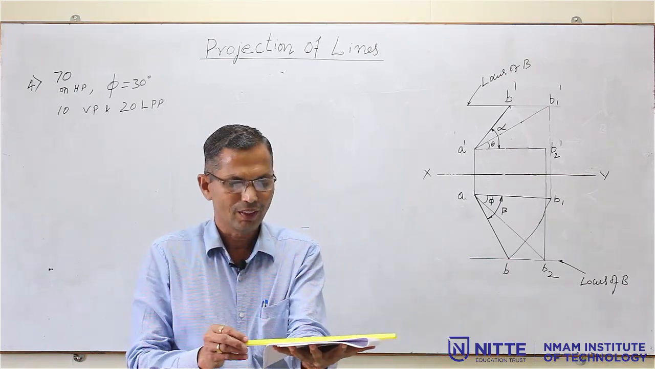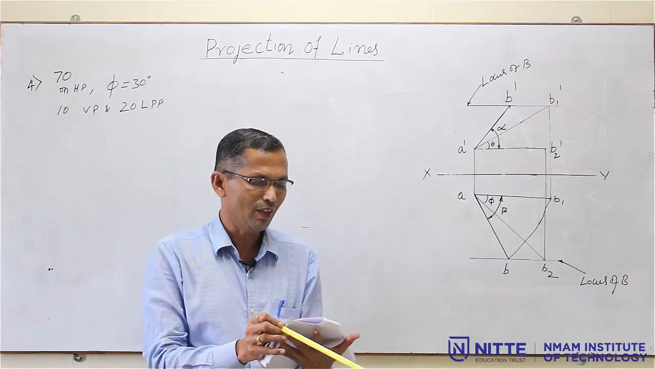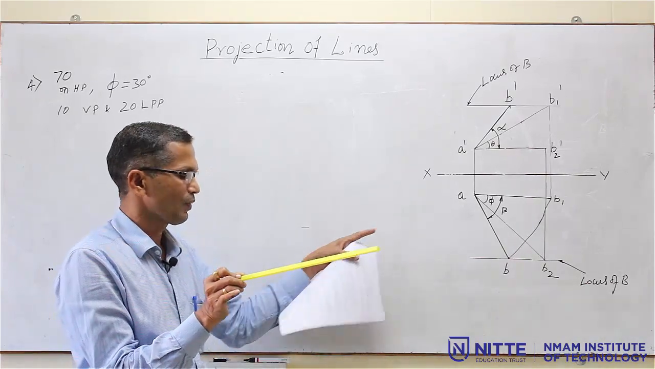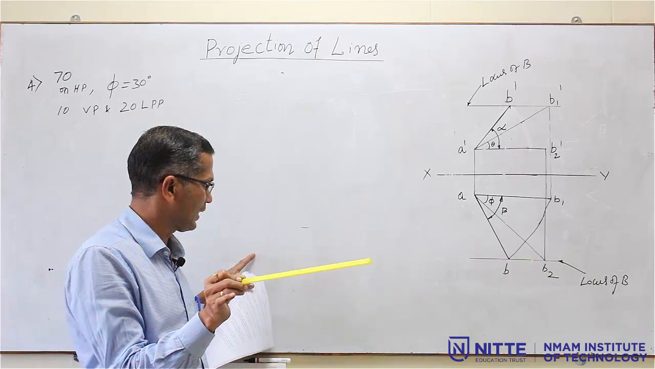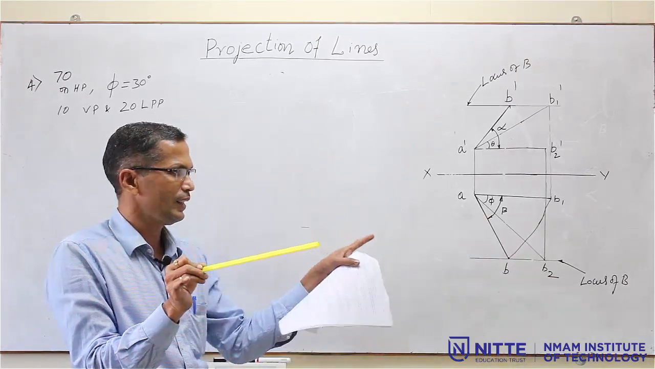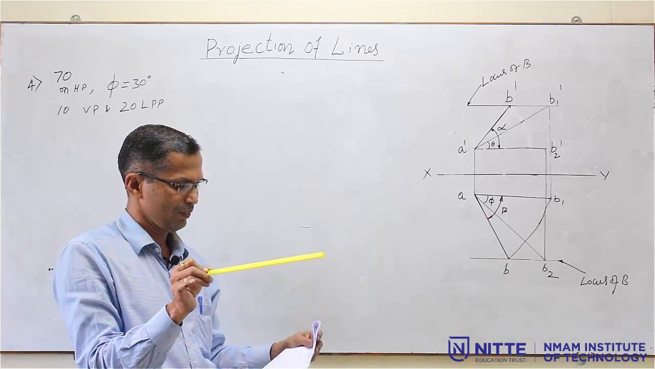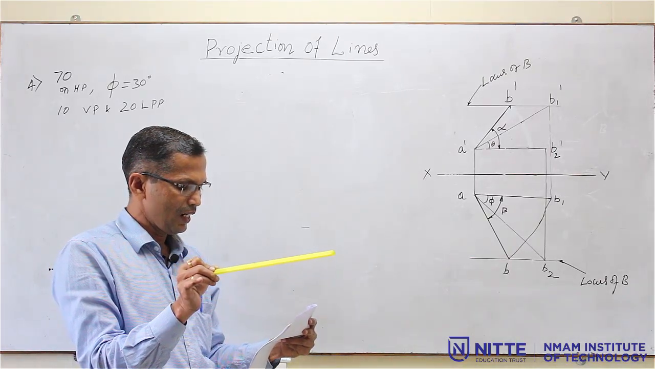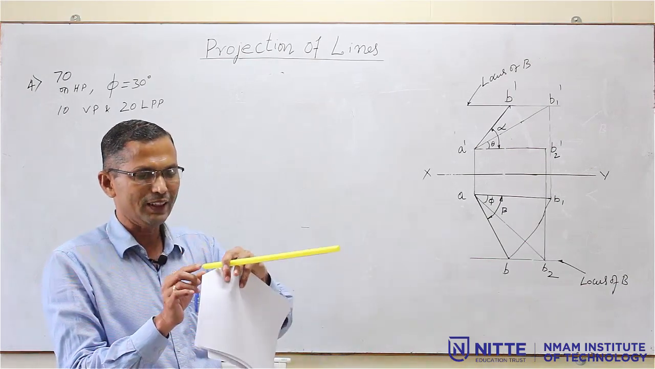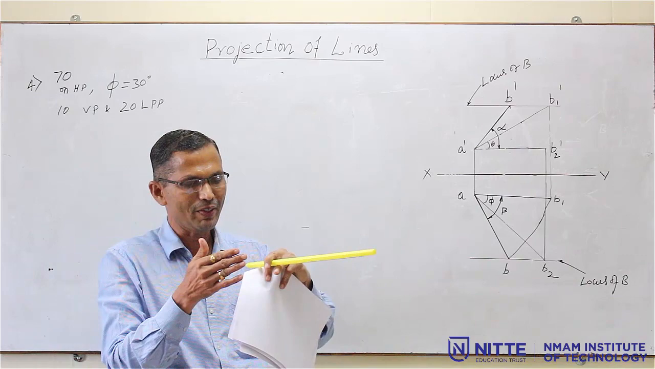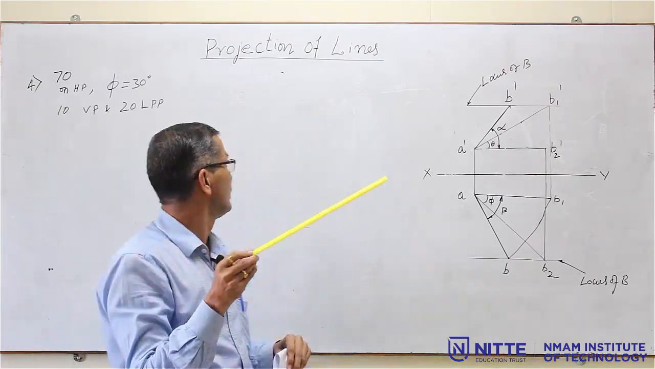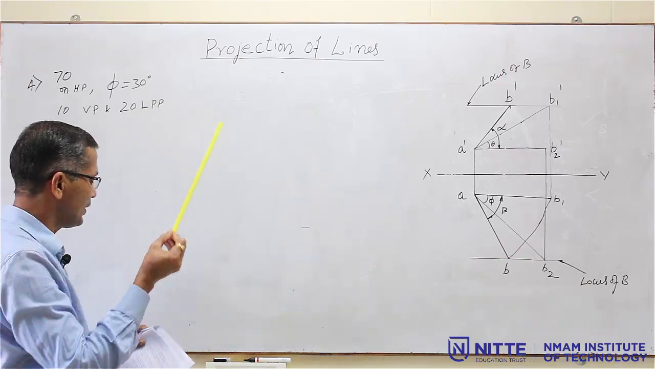That means, if I keep the line here, there will be two distances. One is this distance, the other one is here. Now, they told that one end is 10 mm in front of VP. That means, this distance is 10 mm. This distance is not given. And 20 mm in front of the profile plane. So, this end is 10 mm here, and this distance is also given from the profile plane. What is the distance? That is also given, 20 mm from the LPP.